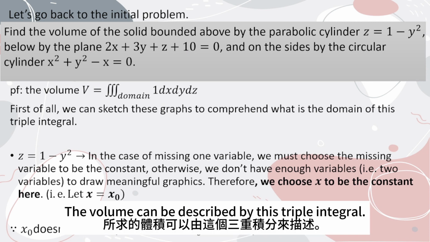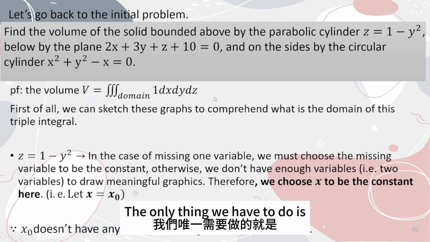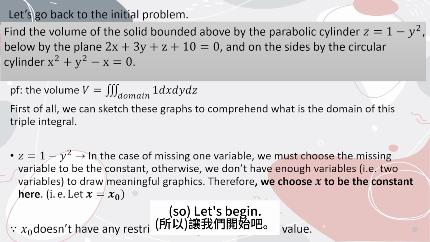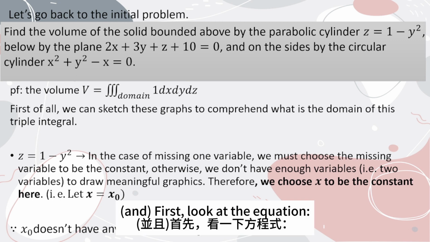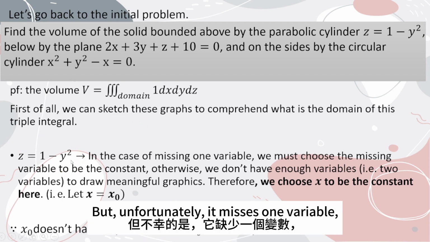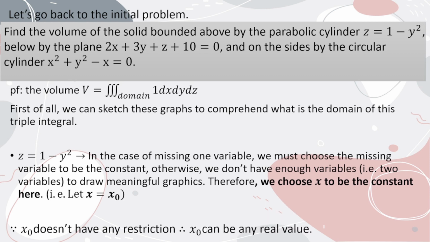The value can be described by this triple integral, right? The only thing we have to do is determine the domain of this integral. So let's begin. And first, look at the equation. Z equals 1 minus y squared. See? But unfortunately, it misses one variable, right? That is x in this equation.